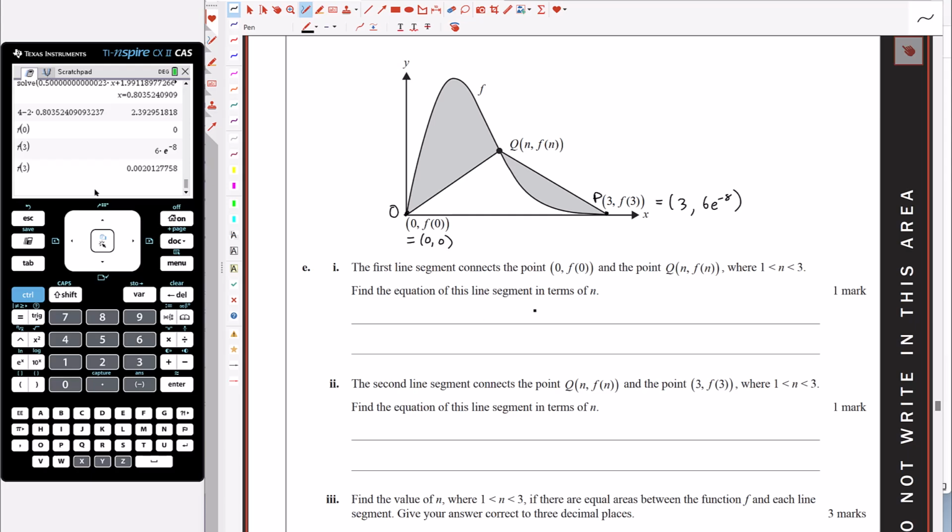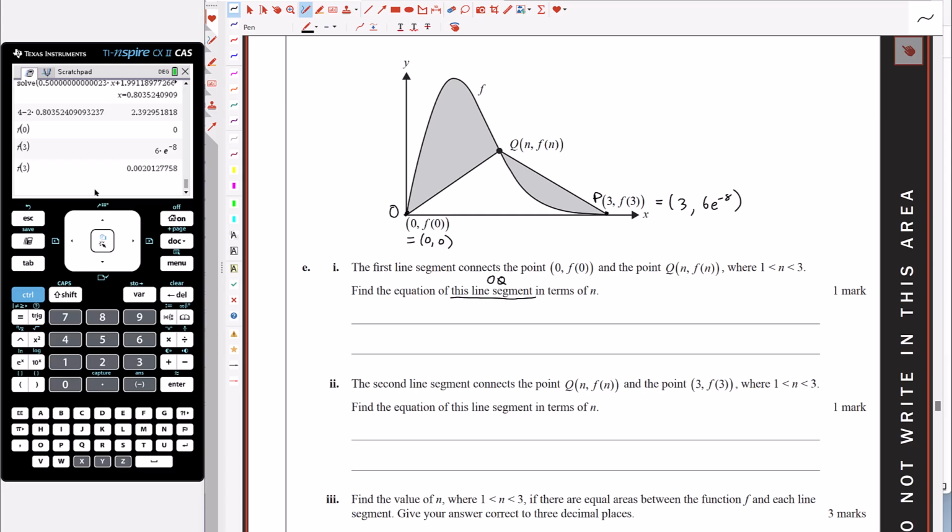So find the equation of this line segment in terms of n. Okay, so we're finding the equation of this line segment, the line segment OP. This is what I mean, I don't love this exam. There's unnecessary words here where if you set questions up, sorry, not OP, OQ. If you set questions up better, you could phrase the question better. So we're finding the equation of the line segment OQ.